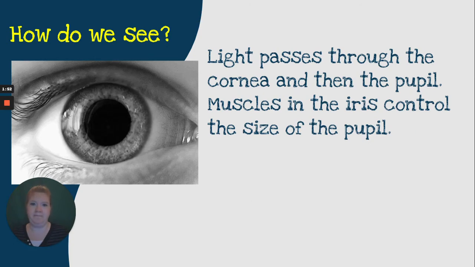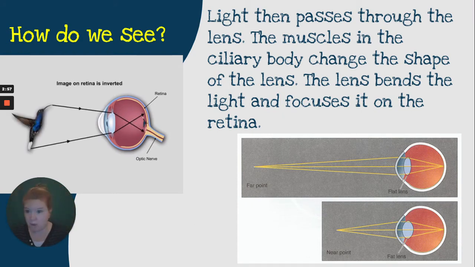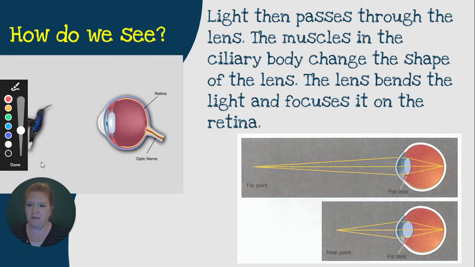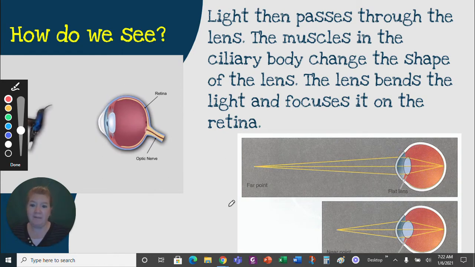Then light passes through the lens, right? So it goes through the cornea, through the pupil, then it goes through your lens. So just like a microscope has a lens and just like a magnifying glass has a lens, your eye has a lens. And there are muscles in the ciliary body that are going to change the shape of the lens. So let me show you. So here's the lens. And then right here, and you could see it in this picture too, we have muscles in that ciliary body that are going to control the shape.